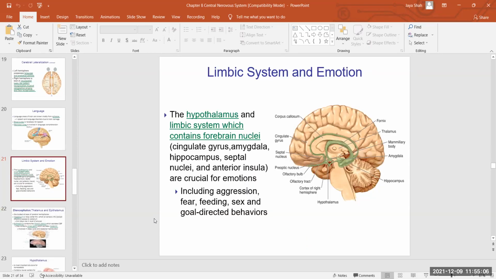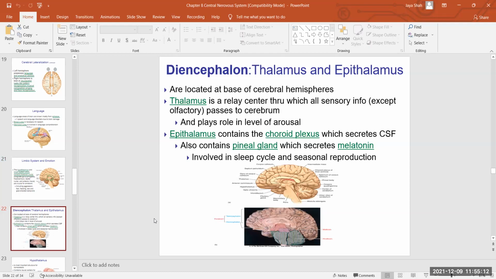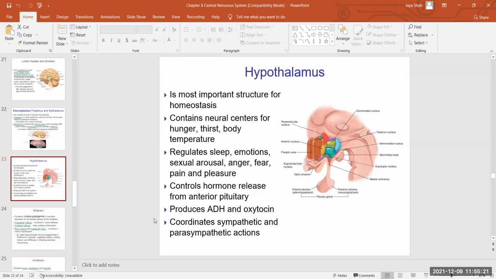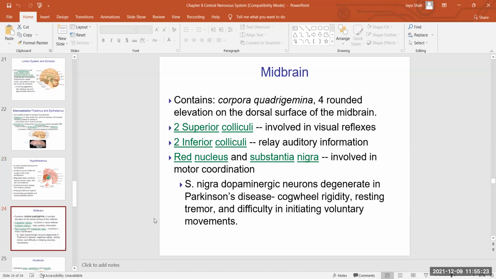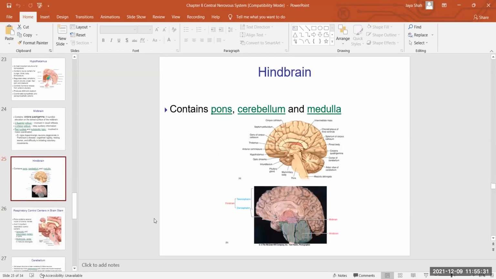The limbic system and emotion, what are the structures and what are their functions? Diencephalon, each structure like thalamus, hypothalamus, epithalamus, pineal gland, and their functions. Hypothalamus, the functions of the hypothalamus. Midbrain, superior and inferior colliculi, red nucleus, and substantia nigra, and their functions. Okay.